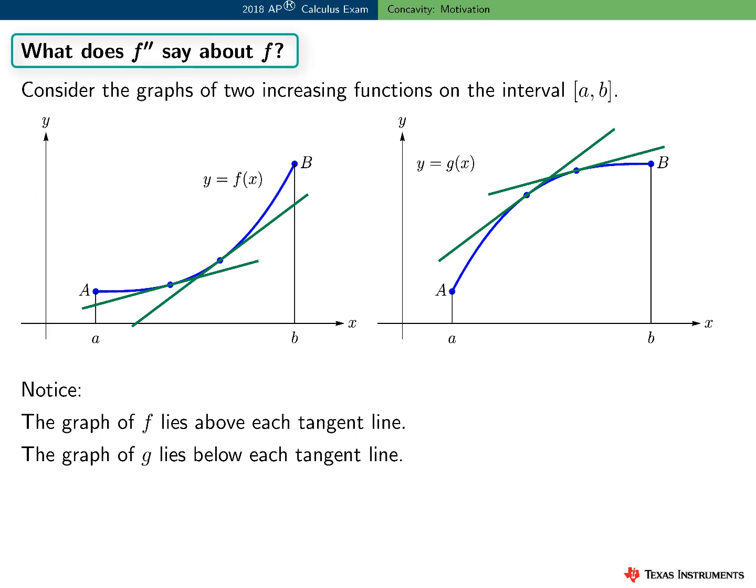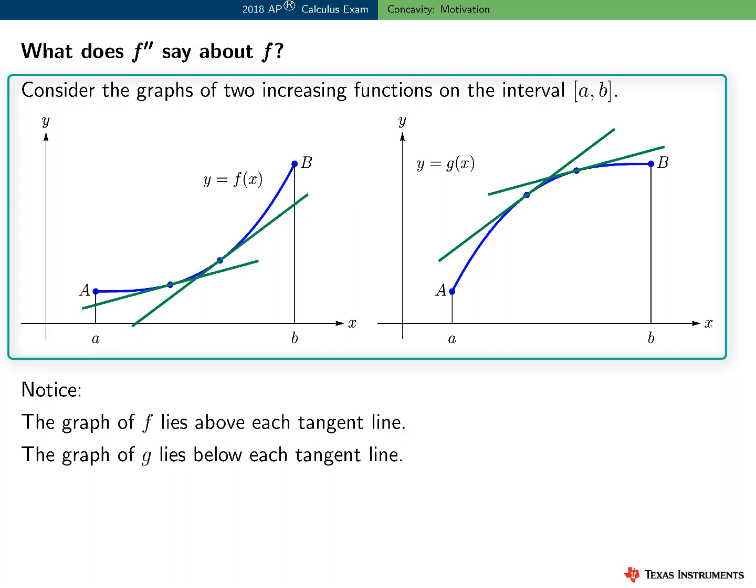Let's start by trying to determine what f double prime tells us about f. Here are the graphs of two increasing functions on the interval a to b. And for now, just focus on the graphs of these functions, not the tangent lines. Even though f and g are both increasing on the same interval, their graphs look different. They bend in different directions. One bends downward and the other upward. Calculus can help us distinguish between these different characteristics.